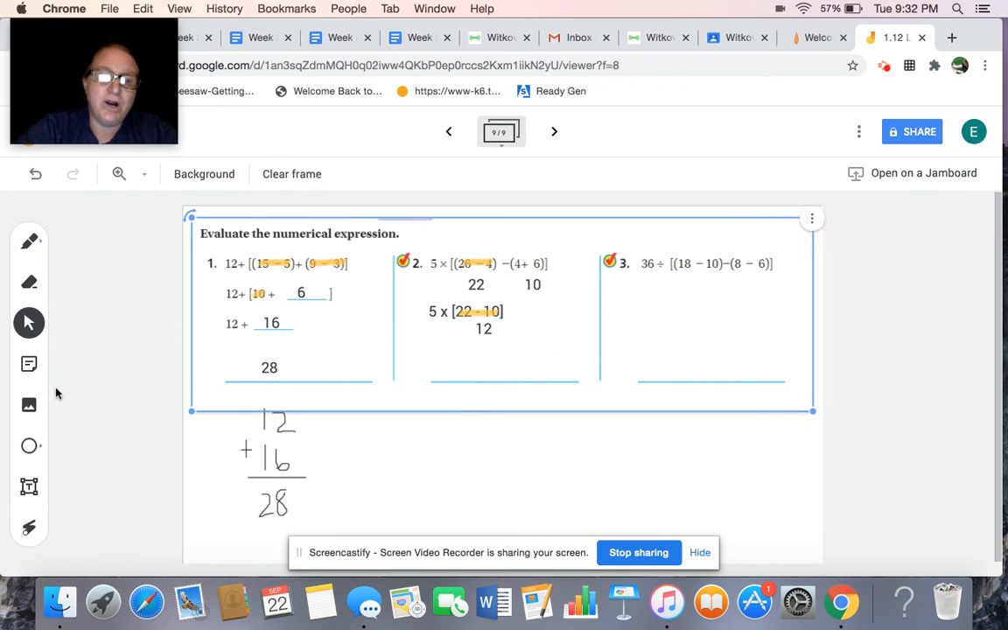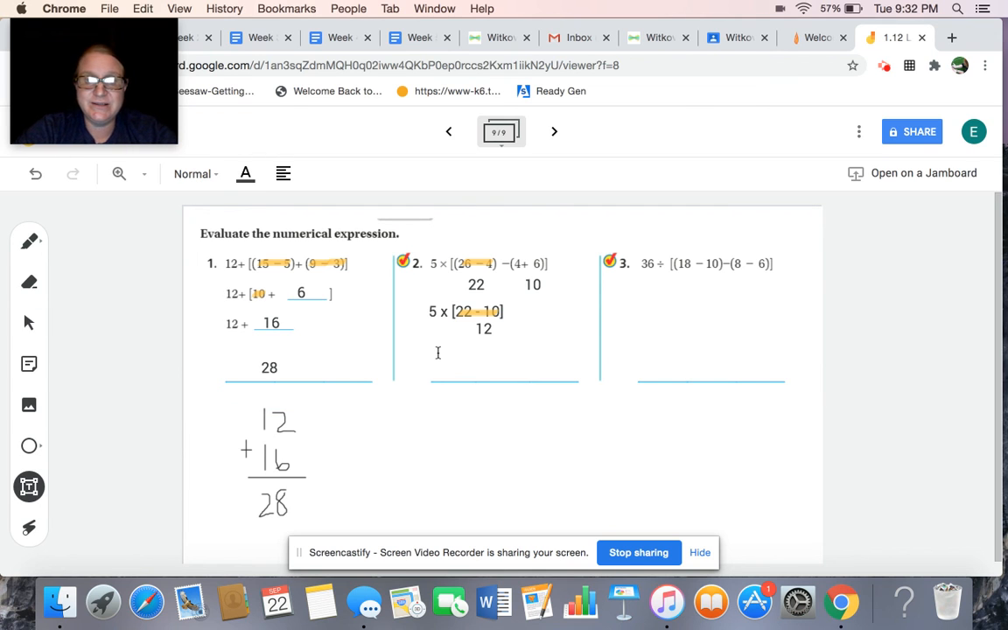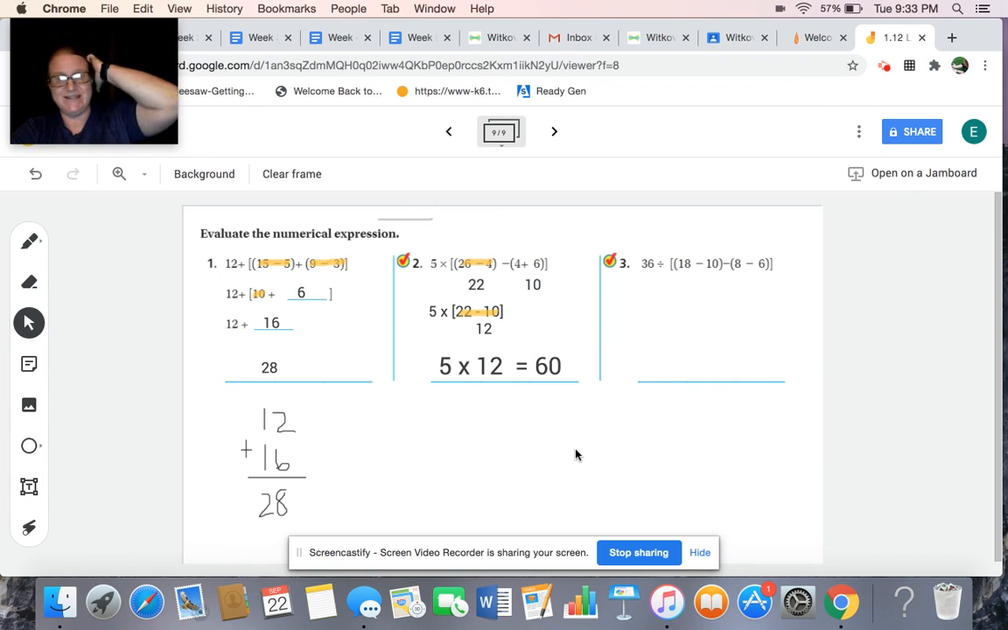Okay, so now our new problem is 5 times 12. And hopefully you know that the answer to that is 60. If you don't know your 12s yet, that's all right. Take some time to practice. 5 times 12 is 60. All right, one last problem, and I believe in you.